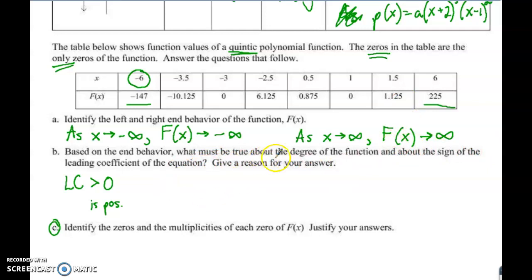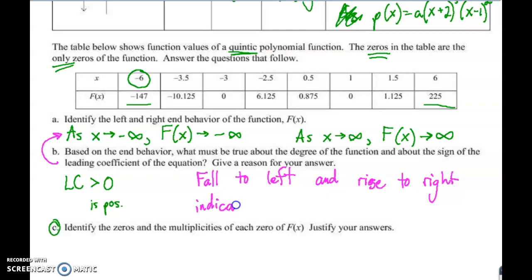And just as a quick reason, I would re-explain part A. If you want to take it back, I would prefer to rewrite letter A. But if you wanted to take it back to Algebra 2, where the lame explanation is falling to the left and rise to the right indicates a positive leading coefficient. There we go.